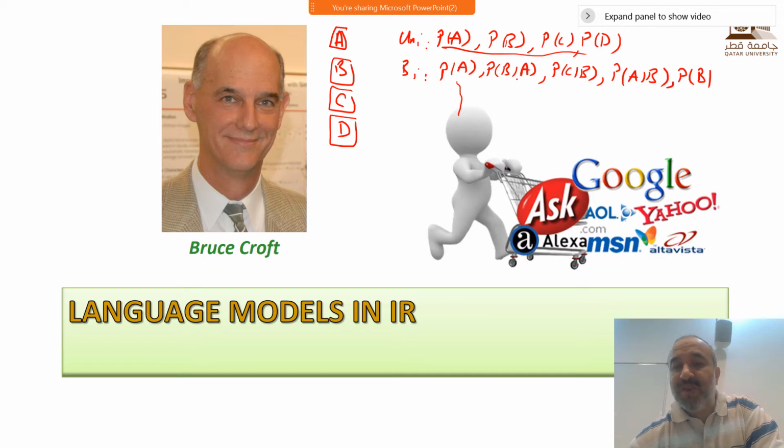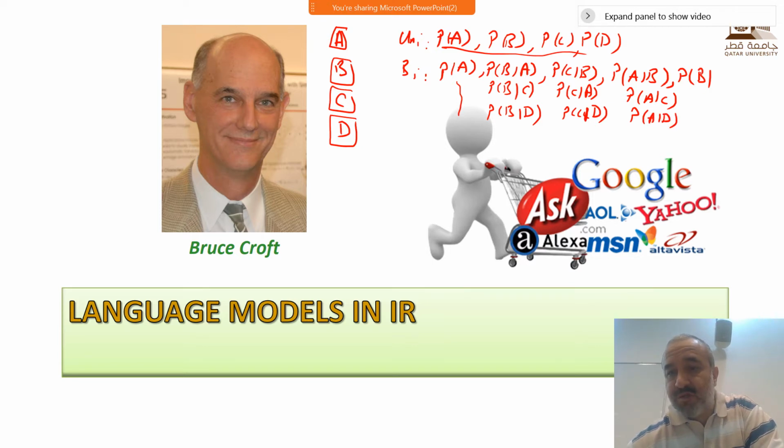Okay. Probability of B given A, you can also see probability of B given C, probability of B given D, right? And here, probability of C given B, you can also say probability of C given A, probability of C given D, and here probability of A given B, you need also probability of A given C, probability of A given D, and so on, right? So you can also do this, D given A.